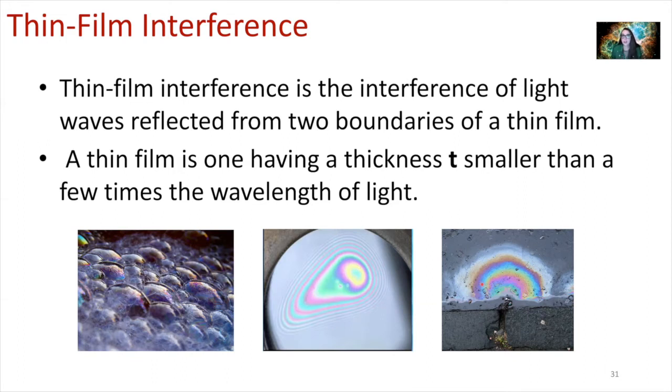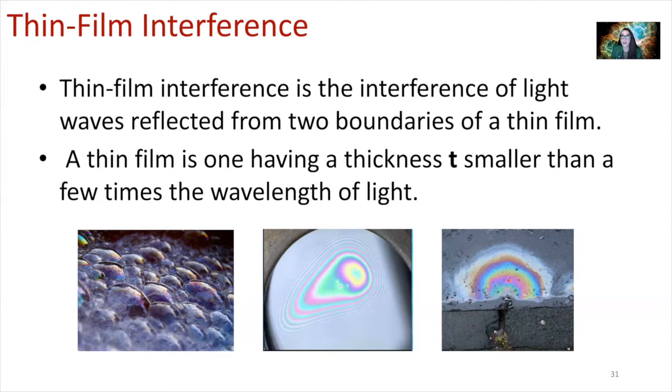A thin film is any material that has a thickness, which we're going to call T, smaller than a few times the wavelength of light. So this thickness is going to be on the order of a few nanometers. This is a really thin layer of stuff. And you're going to have constructive and destructive interference to create that pattern of color that you see from thin film interference.